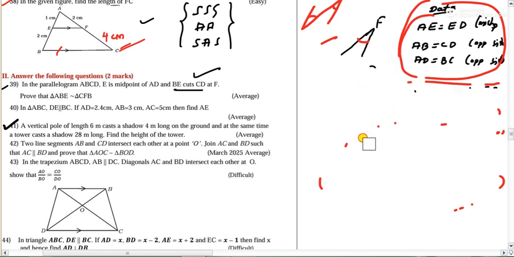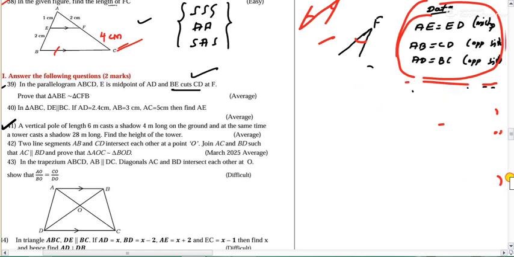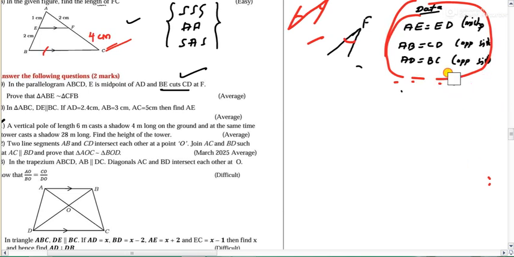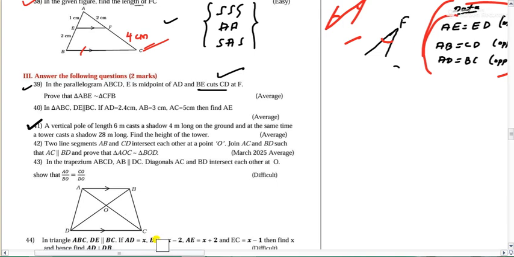Question number 40. It's easy. You just have to draw the figure, understand, and substitute the values. Got it? Okay?